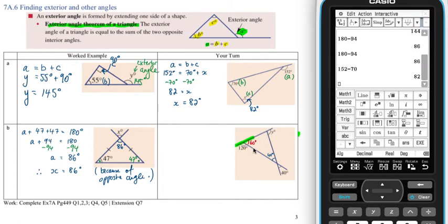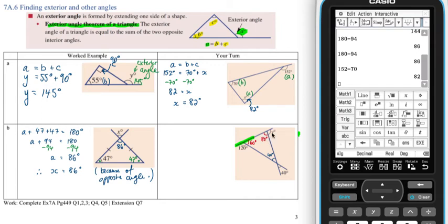Now we need to work out this angle here. See how we're moving towards the Y? Well, 60 plus 40 is 100 degrees. 100 degrees plus this angle would make 180. Therefore, this angle here will be 80 degrees. So we're just filling in as much as we can. If this is 80 degrees, then we need to find out what Y is.